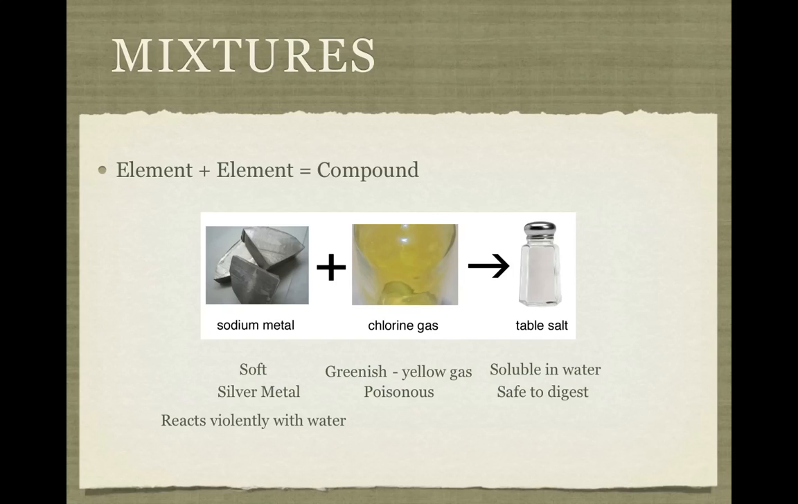Mixtures. Element plus element equals compound. So sodium metal plus chlorine gas equals table salt. Sodium metal being soft silver metal that reacts violently with water, plus chlorine gas, which is a greenish yellow gas and is poisonous, comes together to make table salt, which is soluble in water and safe to digest. As you can see, both sodium and chlorine have different properties, but when combined, come together to make the compound, table salt, which also has different properties.